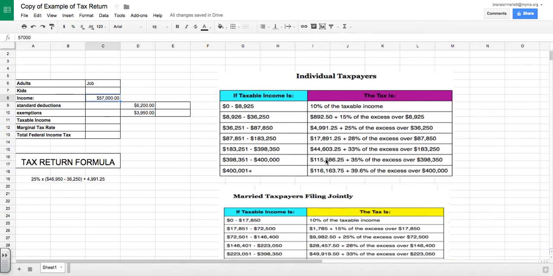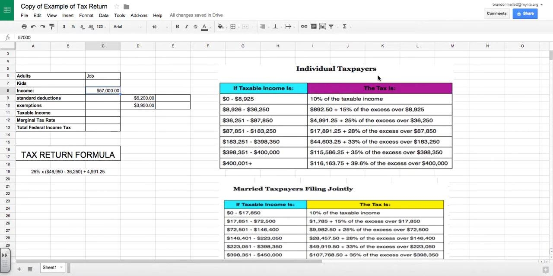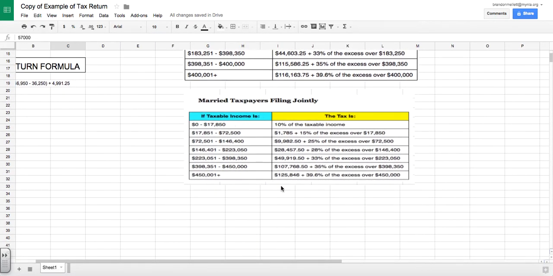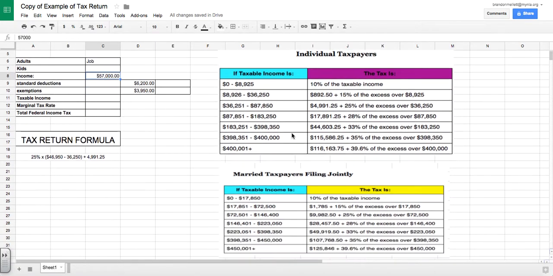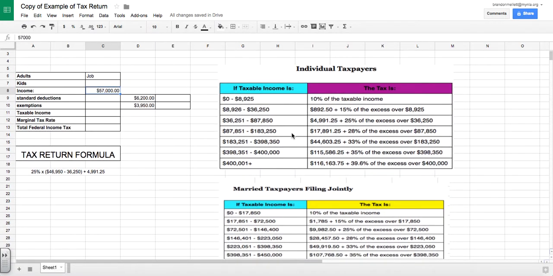In this example, he is an individual taxpayer, so we would use this tax bracket here. If he was married, we'd use this one here. So these are basically the two that we have. We do have another one called head of household, which we'll introduce later. But for this example, we only need the individual taxpayer bracket.